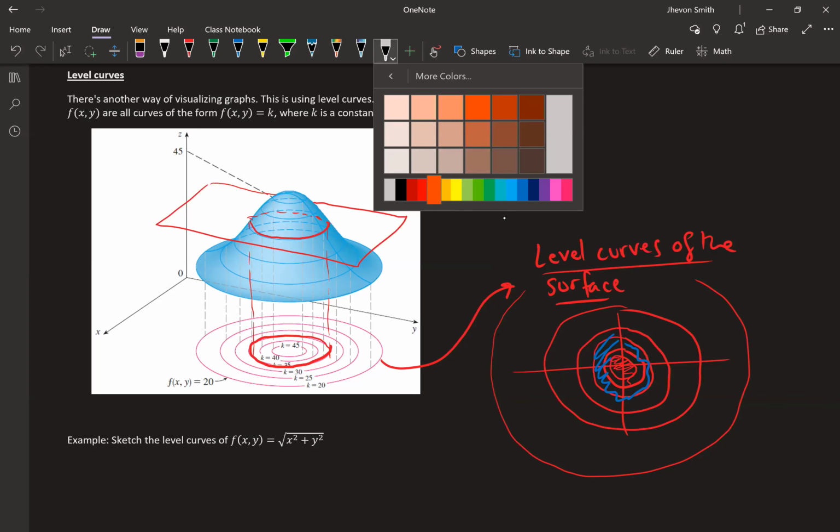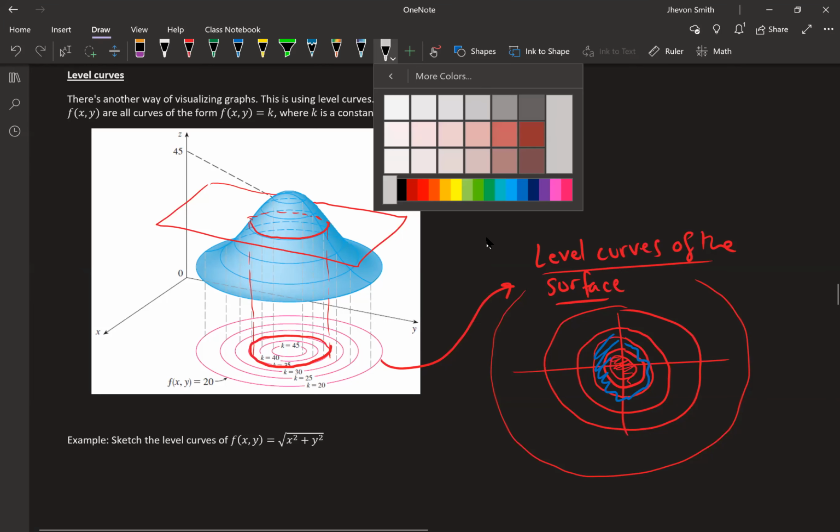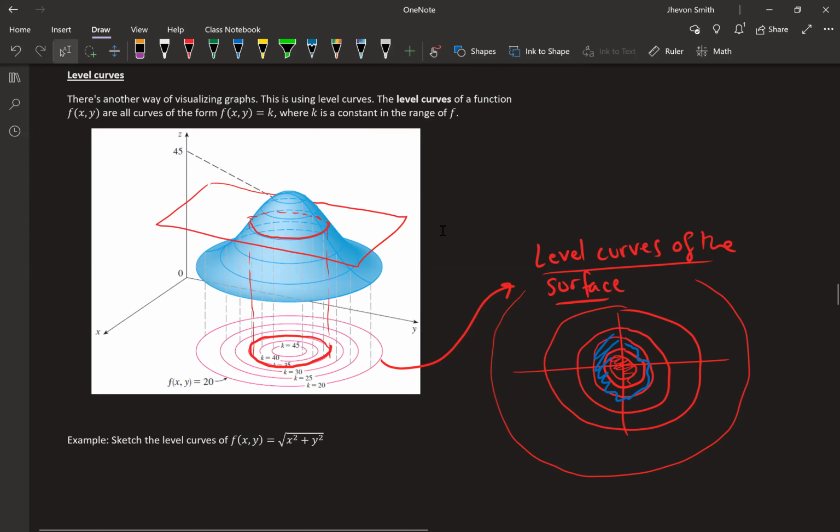orange. Let's do orange. Does that actually work? Oh, whatever. But you guys get the idea. So things like that, contour maps, very useful. Really, we're seeing a 2D representation of something that's in 3D.